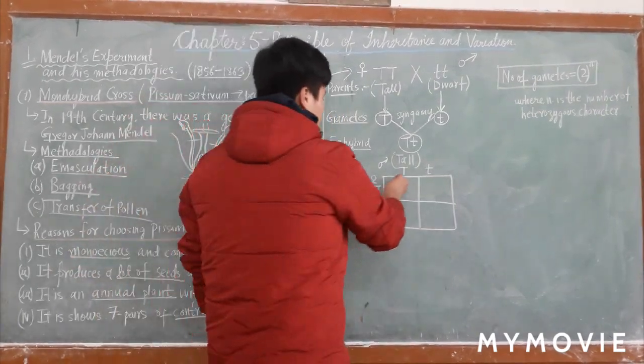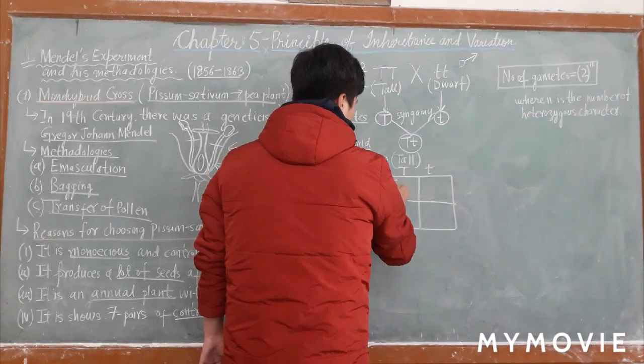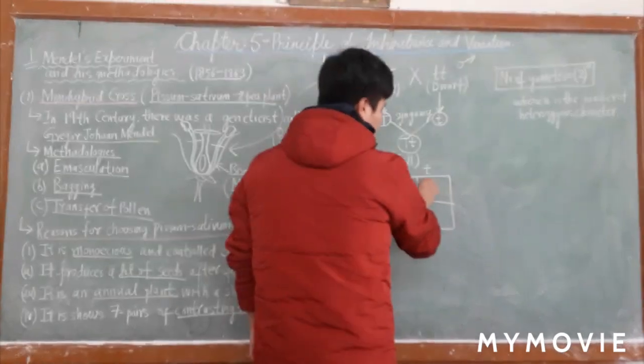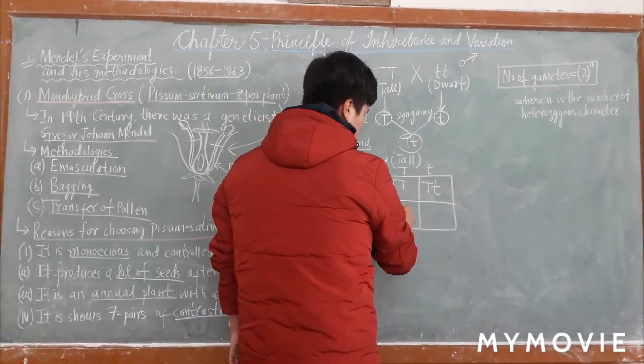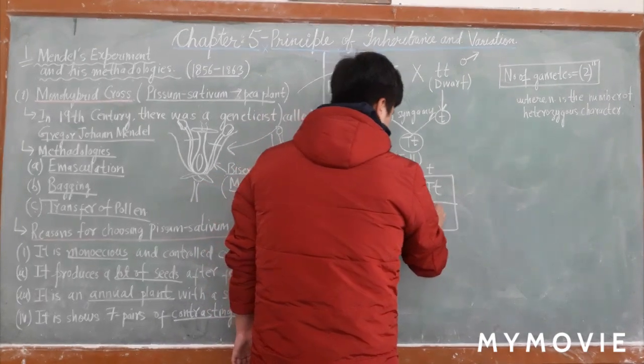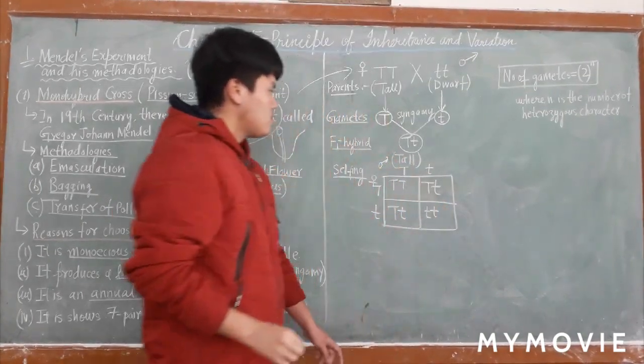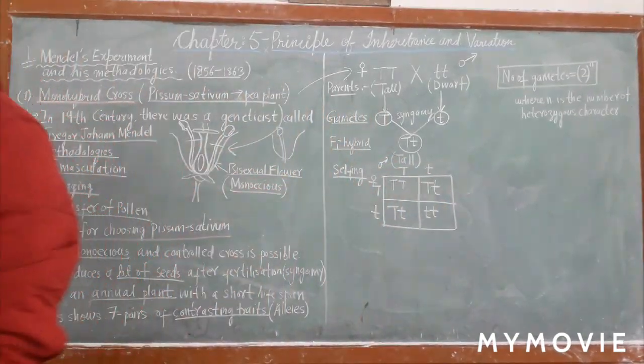Now when we do the cross, there are boxes with capital T capital T, capital T small t, capital T small t, and small t small t. Okay, so there are phenotype and genotype ratios.